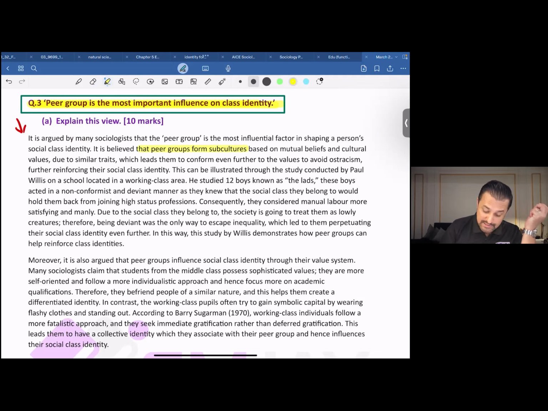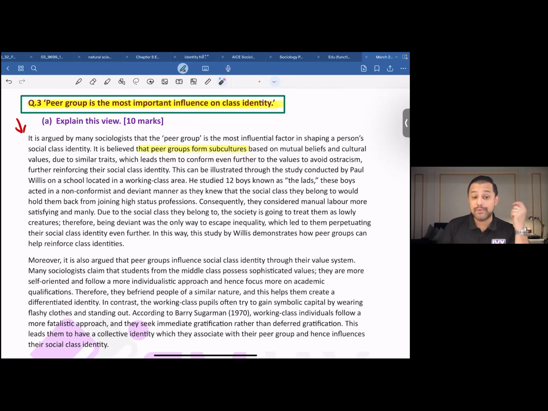peer groups form subcultures, which I'm sure everyone would agree over here. One of the ways through which individuals form subcultures is through peer groups too. There are many other ways too, but yeah, the people of your own age, if you're hanging out, you typically hang out with people of your own age, right? That's just one example out of many others.